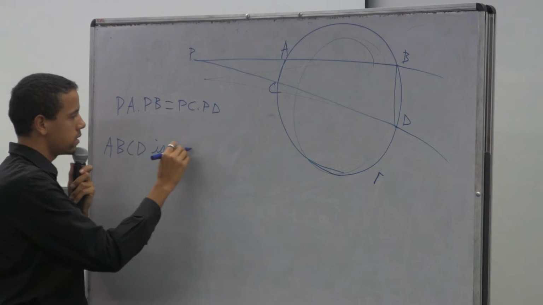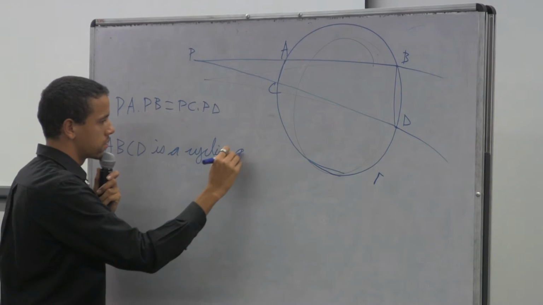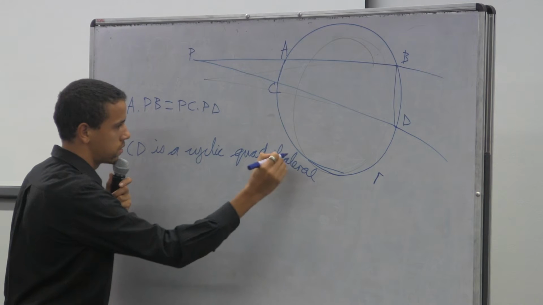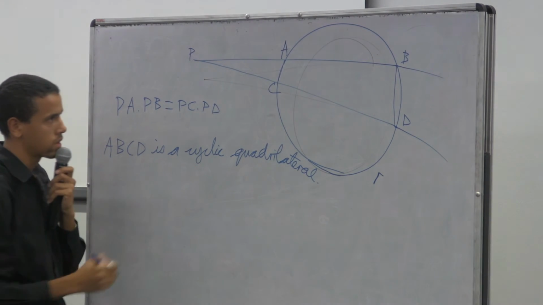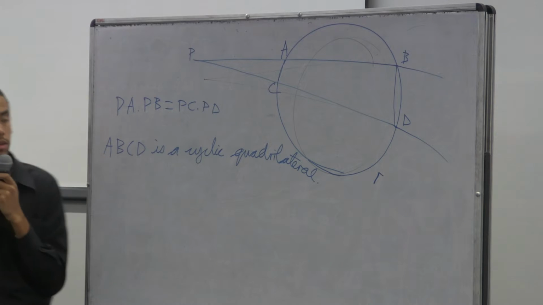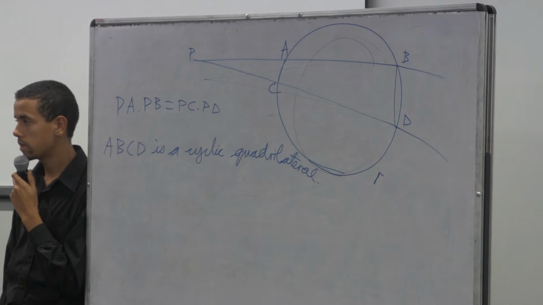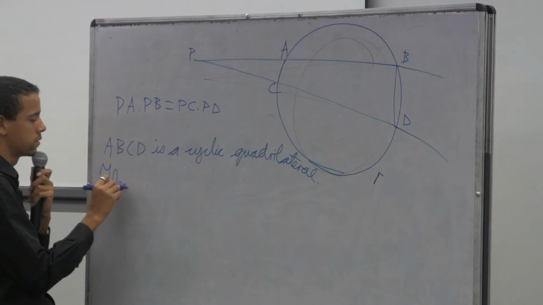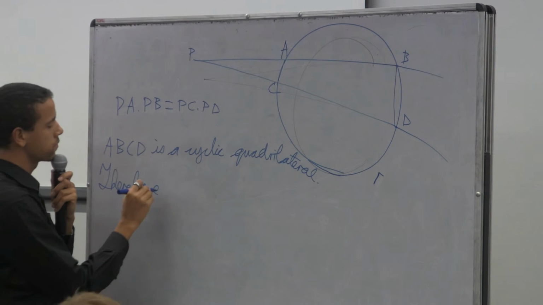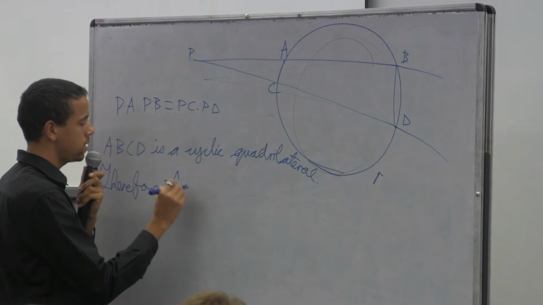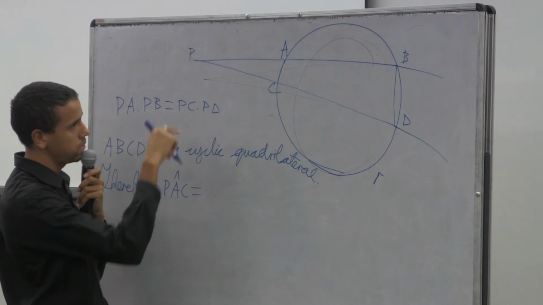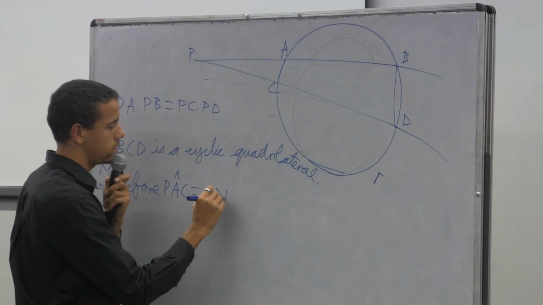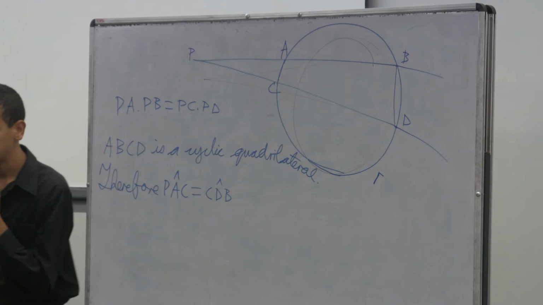ABCD is a cyclic quadrilateral. Okay, so you know some stuff about angles and cyclic quadrilaterals. Okay, so you would know that angle PAC is equal to angle CDB. Okay, so would you know that?